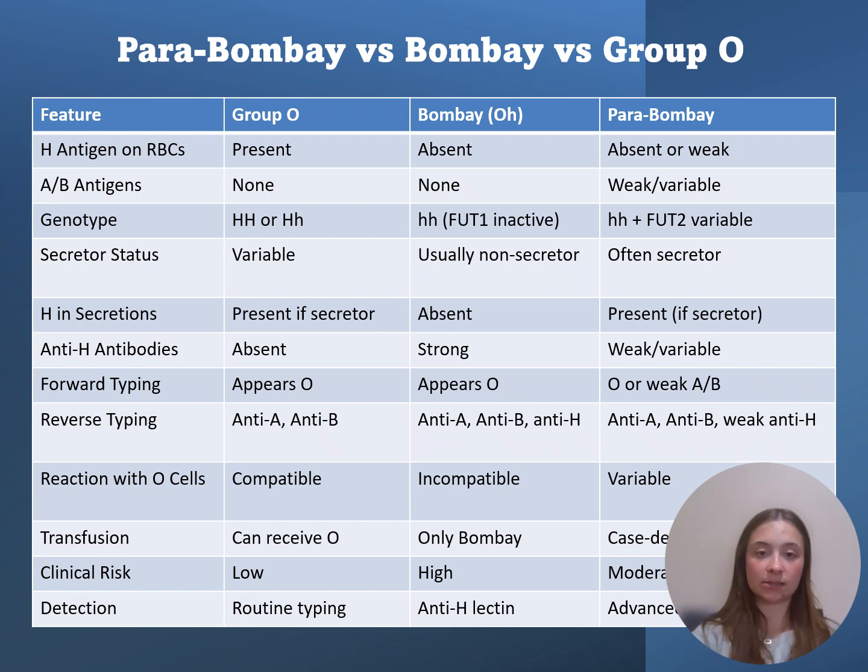For secretor status, it is variable with Group O, Bombay shows usually a non-secretor, and for Para-Bombay it is often secretor. H in secretions is present in Group O if they are a secretor, absent in Bombay because they lack both of the FUT genes, and present in Para-Bombay if they are a secretor. I want to note the variability with Para-Bombay because it has the inactive FUT1 gene but active FUT2 gene, causing the slight reactivity due to its presence in bodily secretions.